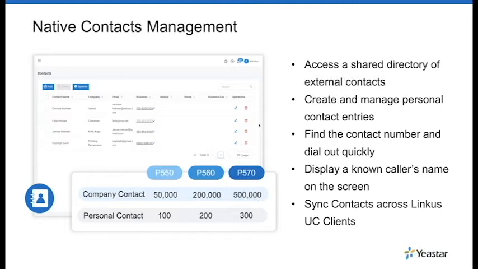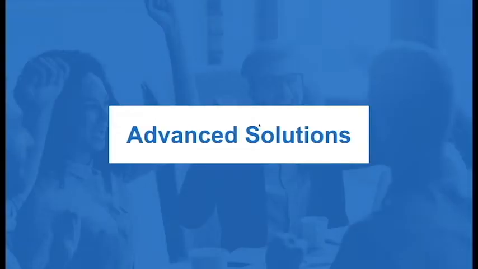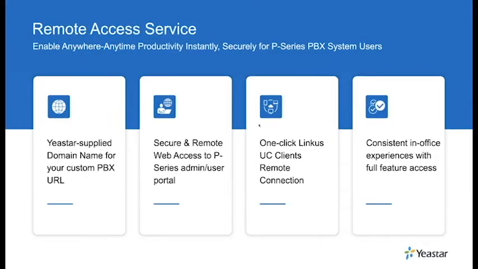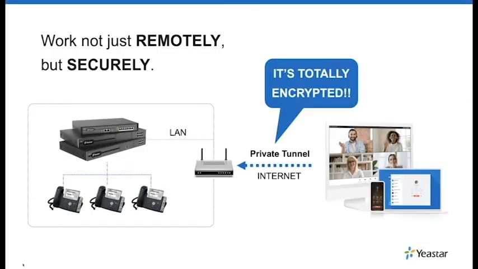All right. Advanced solutions we have on the P-Series system. I think I showed you before, but anyway, let's just go through this presentation. A few points I just want to emphasize. First one is going to be remote access service. Don't forget this. What is remote access service? Just like I displayed before, if you're going to work remotely, like what I'm doing now, I'm staying in my house. Oops, I'm sorry.